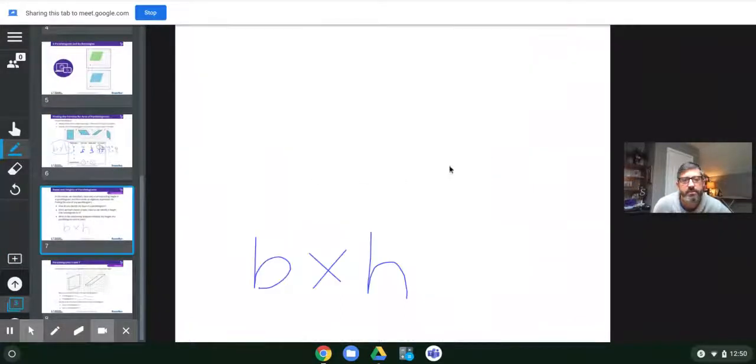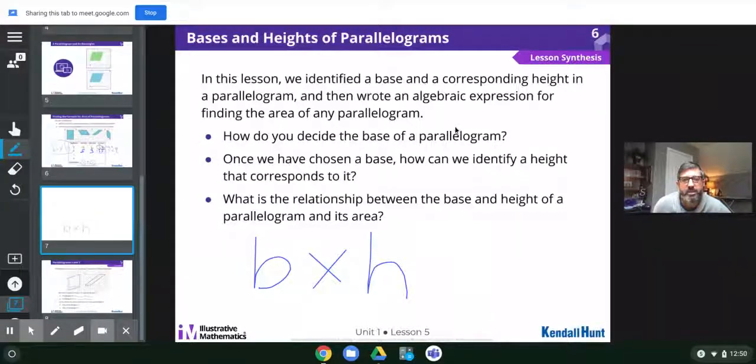So again, how do we decide the base? We just pick one of those line segments. It can be any one of the two parallel line segments on either side. You can pick any of them. Then once we've chosen that base, how do we identify a height? Well, we cut a vertical line segment at a 90-degree angle from that base, and that will give us a new shape that we can then rearrange to come up with a rectangle that makes it easier to find the area.